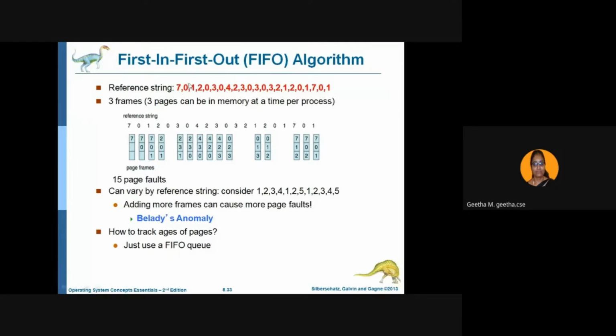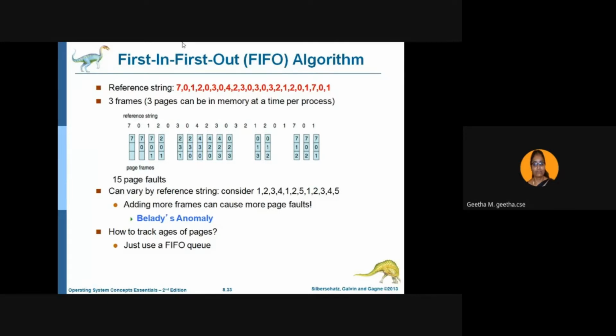Then page number 0 is referred. Again, it is not in the physical frame, so another page fault occurs. So it is second. Then page number 1 is referred. Again, it is also not in the frame, so another page fault occurs. So totally, as of now, 3 page faults have occurred. So now the pages 7, 0 and 1 are put into the frame. Now there are no free frames available.